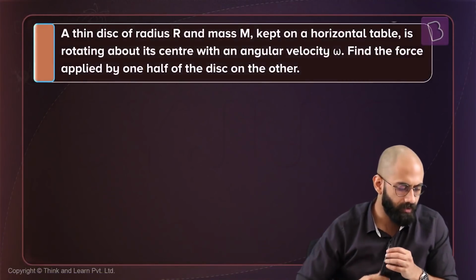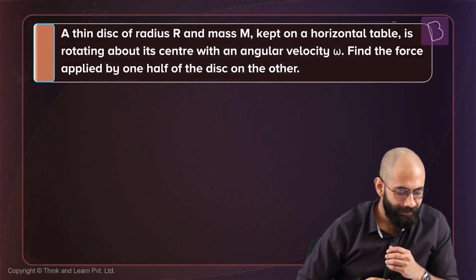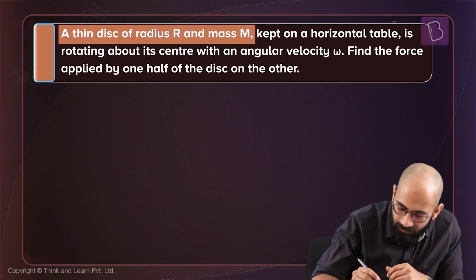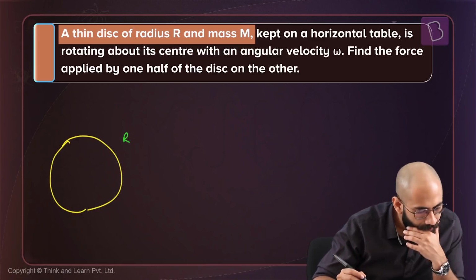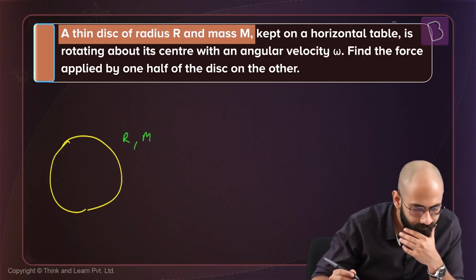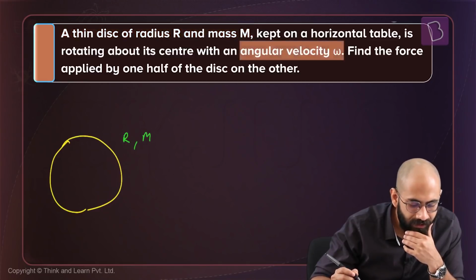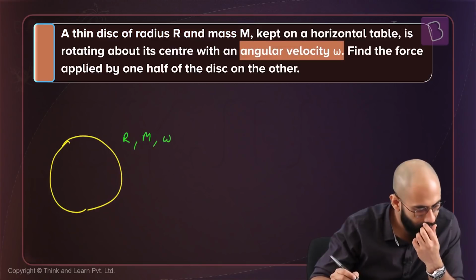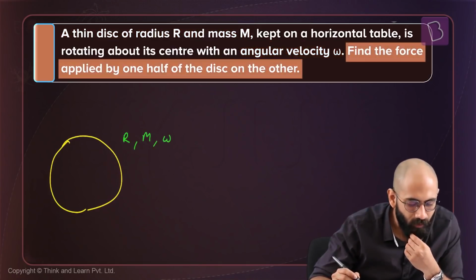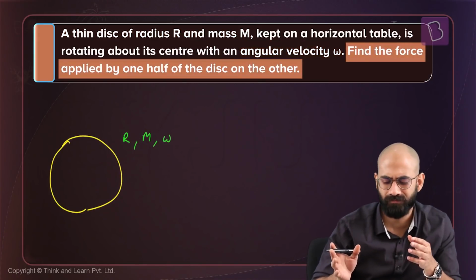So let's look at this problem. It says that a thin disk of radius R and mass M is kept on a table, is rotating about its center with an angular velocity of omega. Find the force applied by one half of the disk on the other.